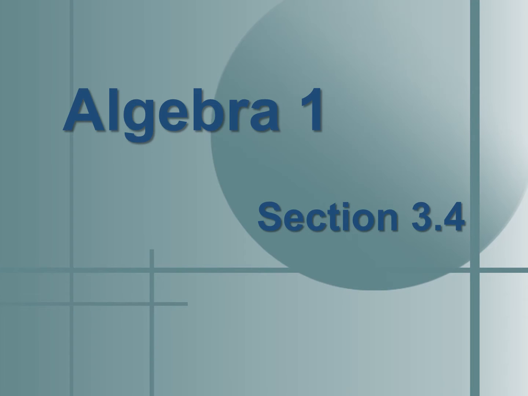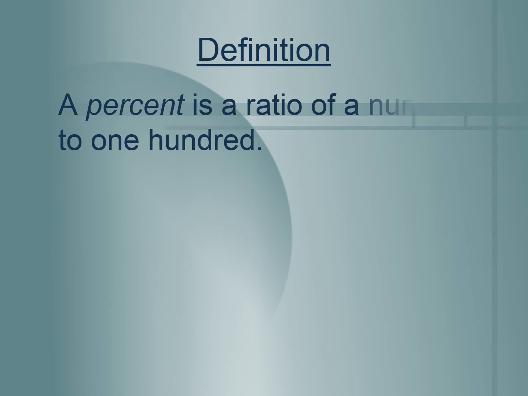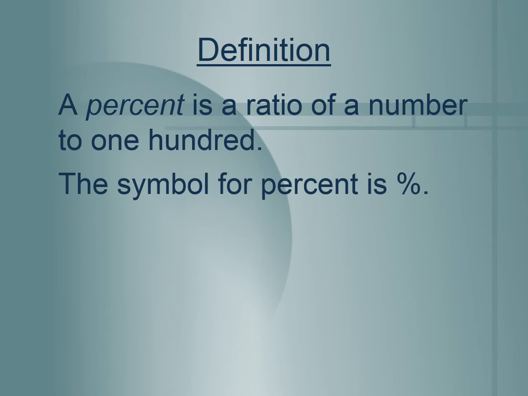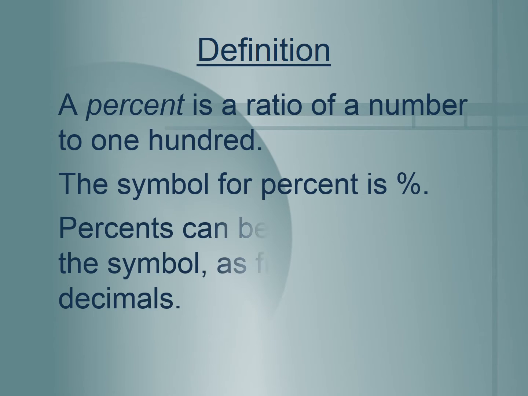Today we're going to cover section 3.4. We'll start with reviewing what a percent is. It is a ratio, which is a fraction of a number to 100. So you have a number, which is your numerator, and 100, which is your denominator. The symbol for percent is this symbol here.